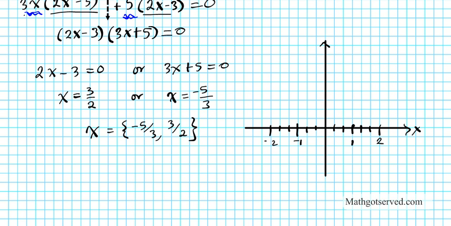So our first solution is negative 5 over 3, which is the same as negative 1 and 2/3. So we're just going to go to negative 1 and 2/3. There goes the first zero. And then the second zero is 1.5. So 1.5 is right in the center here.